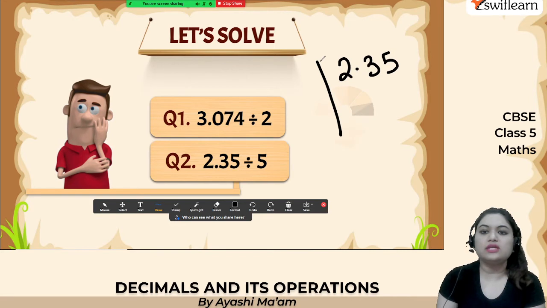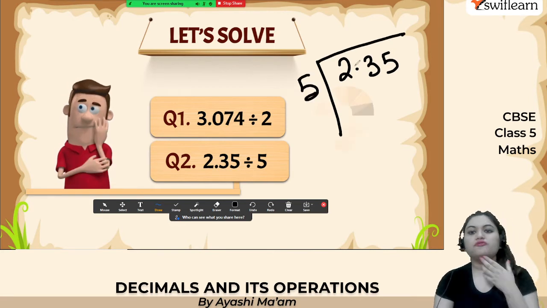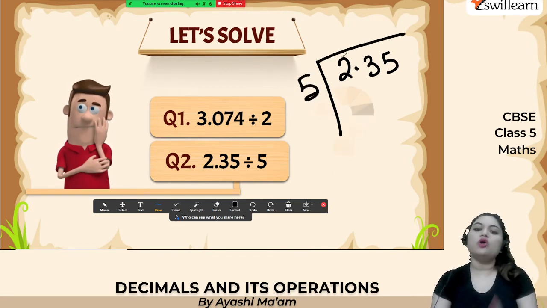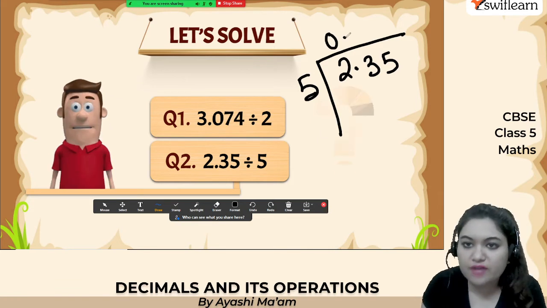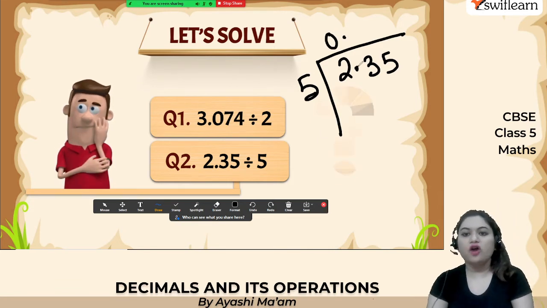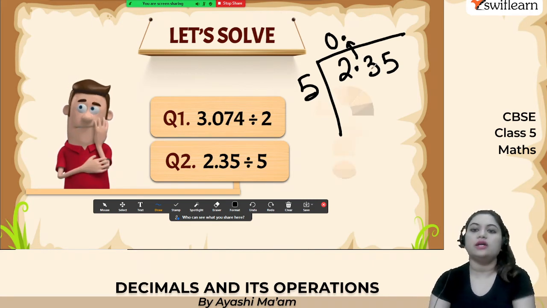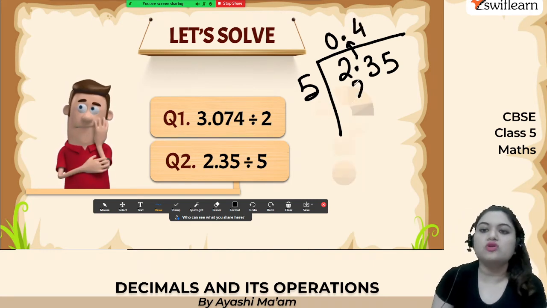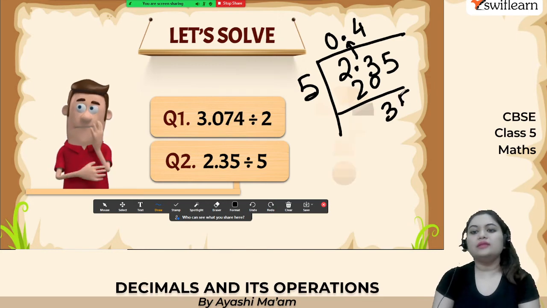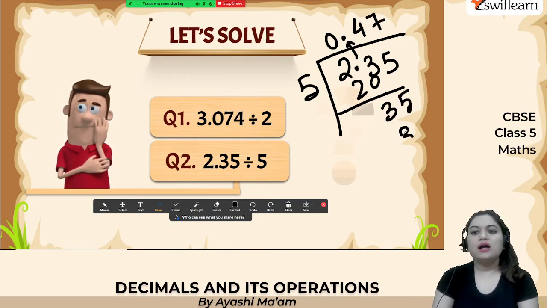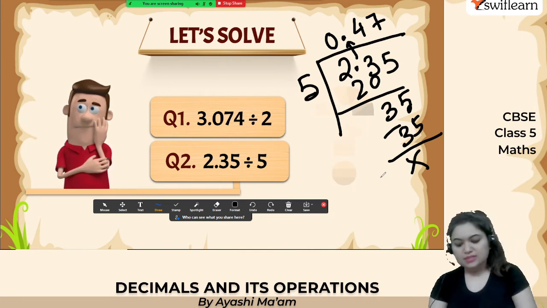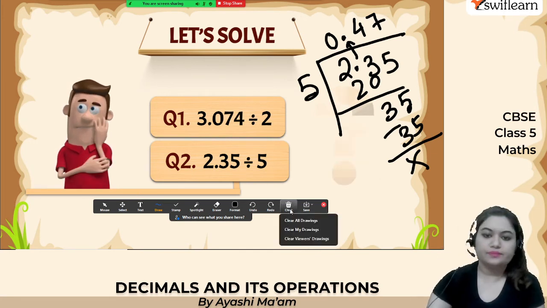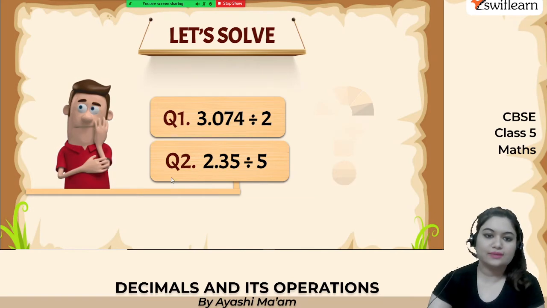So 2.35 divided by 5. So firstly, this 2 is the whole number part, it can't be divided by 5, right? Because it is smaller than 5. And for this decimal, we are done with the whole number part and we are putting the decimal over here. Now we have 23. So 4s are 20 and then 35. So 7s are 35, right? And this will be our answer, that is 0.47. All right.